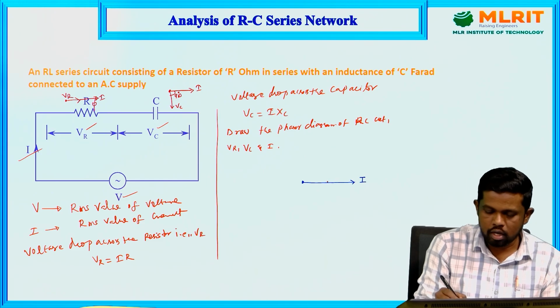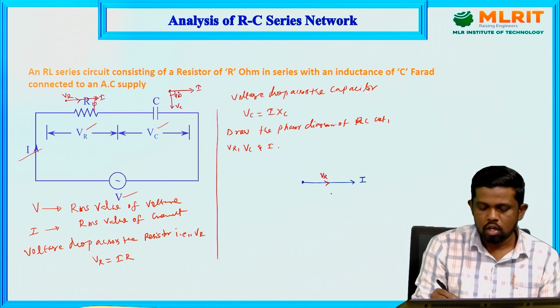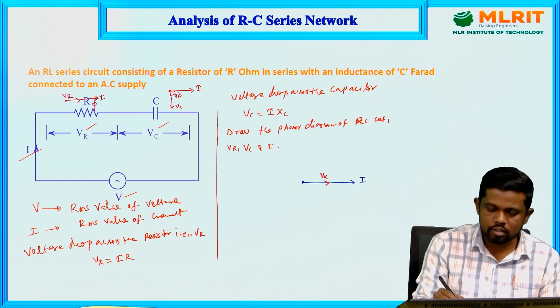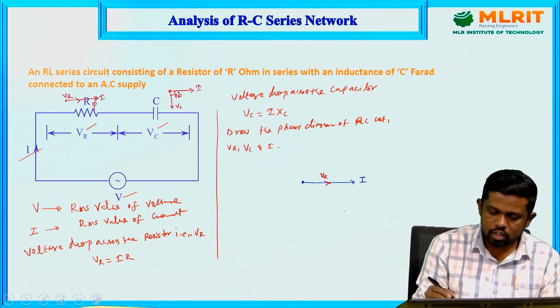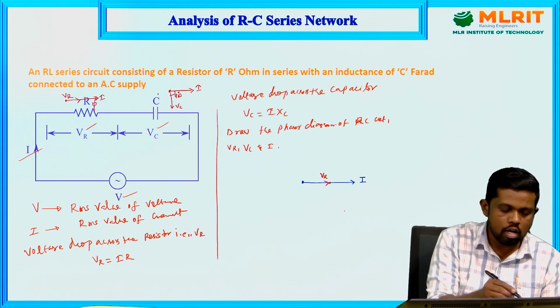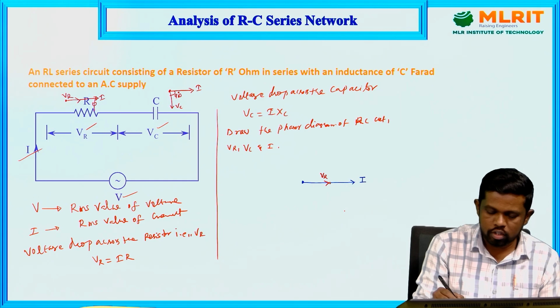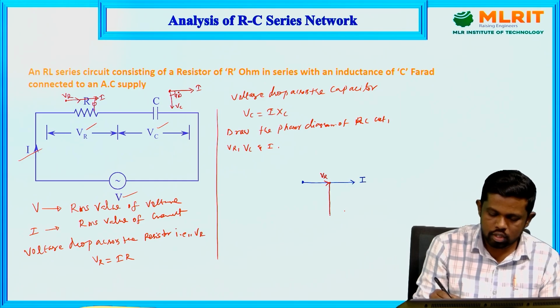With reference to the current, the voltage is in phase in the case of the resistor. This is the VR. Now the voltage across the capacitor: we need to join the capacitor phasor with the resistor phasor. According to the pure capacitor, the capacitor voltage always lags behind the current at an angle of 90 degrees. So this is VC, and the angle difference between these two should be 90 degrees.